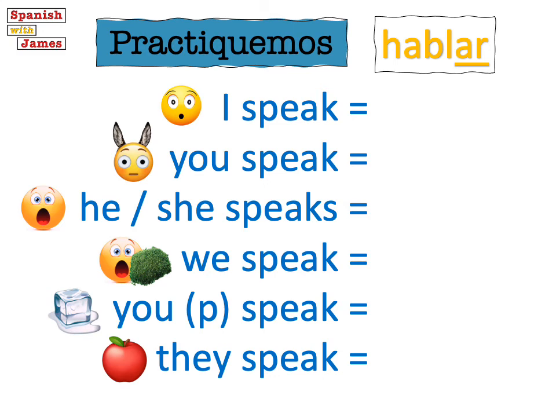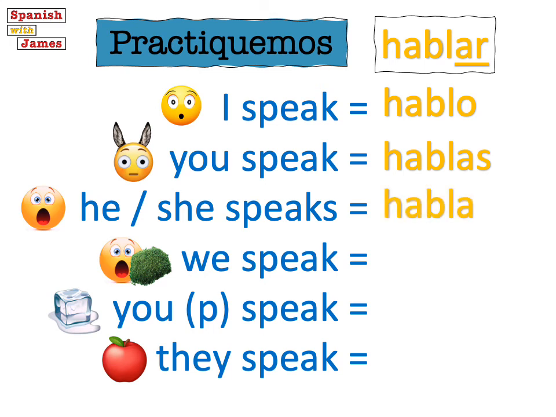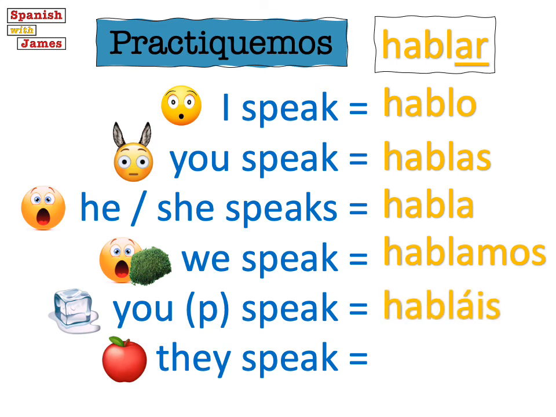Okay, let's go through them. So I speak, hablo, you speak, hablas. So you could say, ¿hablas español? Do you speak Spanish? He or she speaks, habla. Mi amigo habla español. My friend speaks Spanish. We speak, hablamos. Hablamos español. We speak Spanish. You plural speak, habláis. And they speak, hablan.